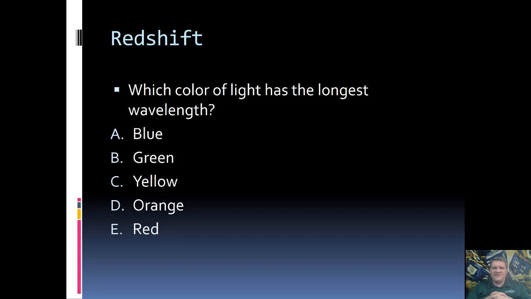All right, which color has the longest wavelength? The answer is E, red light. Red light has the longest wavelength.